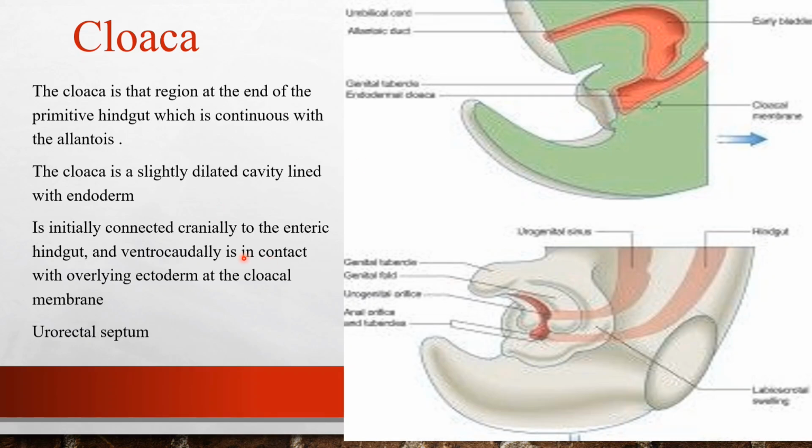Initially it is connected cranially to the enteric hindgut, and ventrocaudally it is in contact with the underlying ectoderm at the cloacal membrane. Later on, the urorectal septum appears. This is a growth of the mesenchyme, and this mesenchymal growth separates the cloacal region into two areas. The one which is anterior is called the urogenital sinus, and the one which is posterior is called the anorectal area. So this will form the anorectal area, and this will form the urogenital sinus.